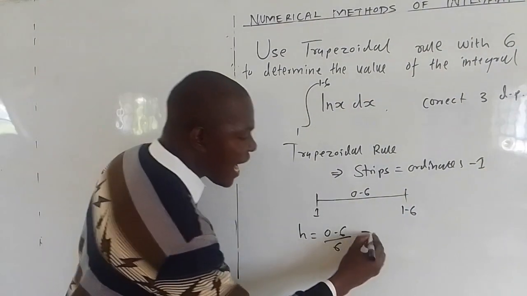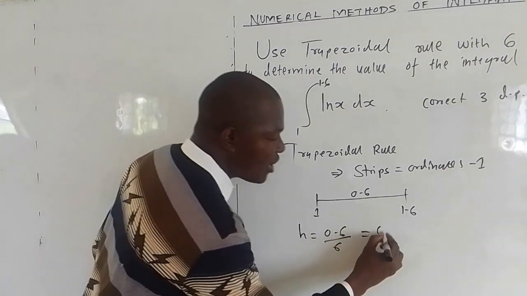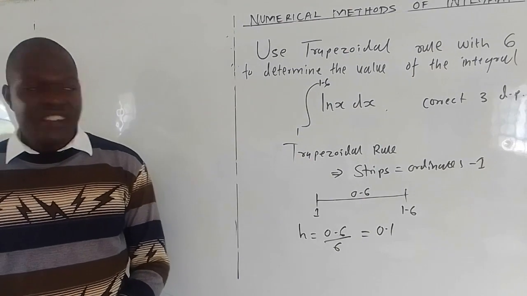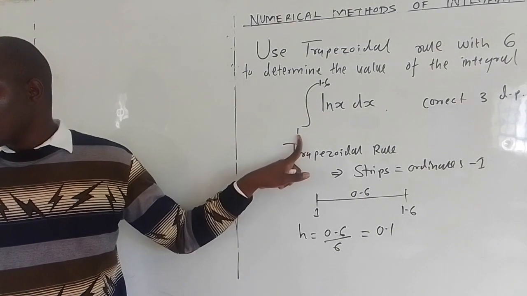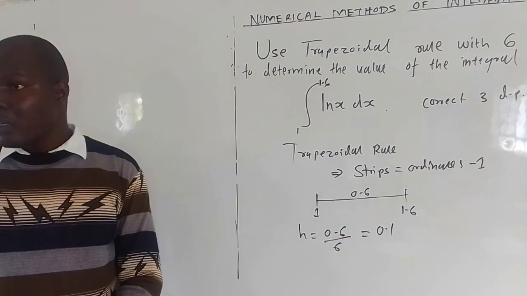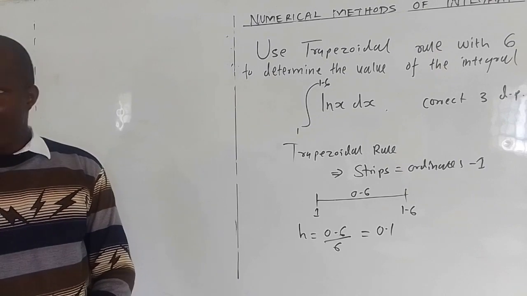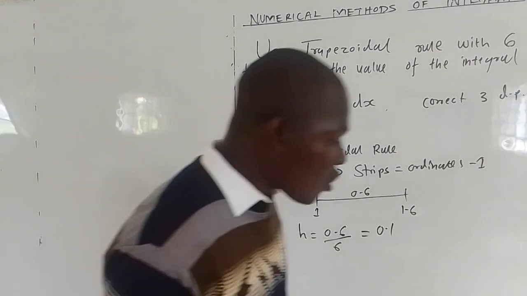What do you get to be the width of each and every strip or part? 0.1. So I've got h. And you know in the trapezoidal rule we start exactly at the first value, 1. So 1 plus h gives you the next one, until you reach the end, 1.6. Are we together? So from there, we now construct the table.